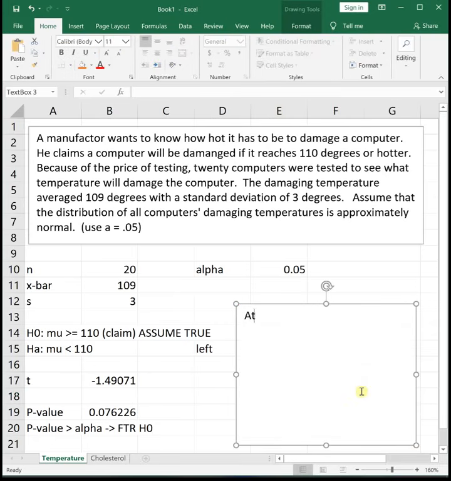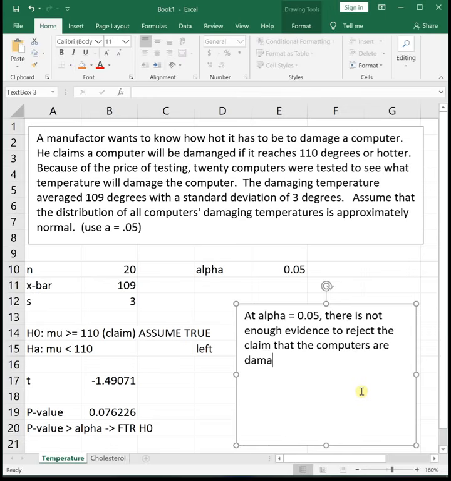So we could say something to the effect of: at alpha equals 0.05, there is not enough evidence to reject the claim that the computers are damaged at 110 degrees or hotter. So even though our sample computers were damaged at an average of 109, which is less than 110, it was not statistically significantly less than 110 to contradict the claim that it's at 110 or hotter.